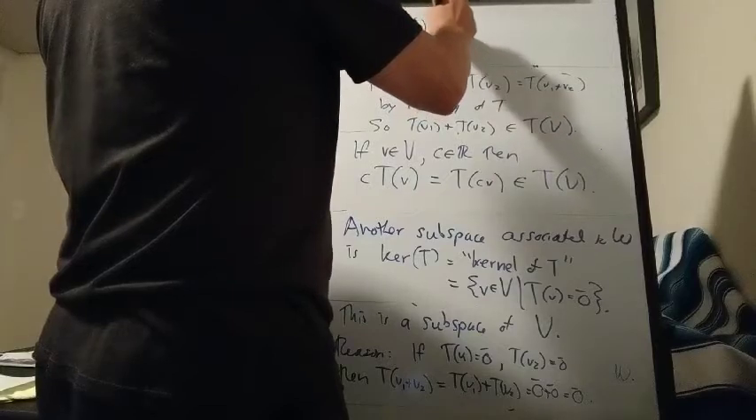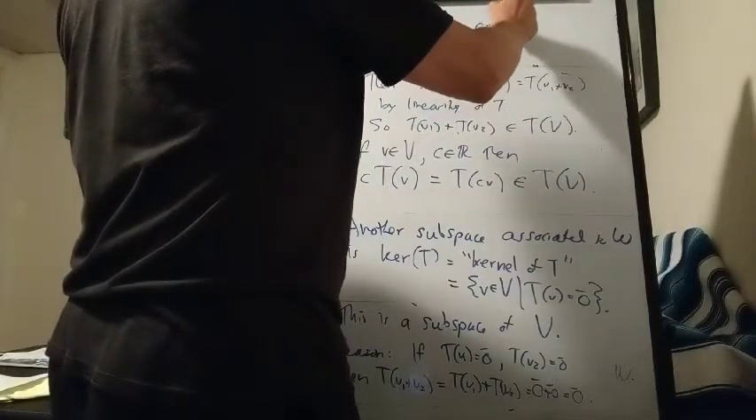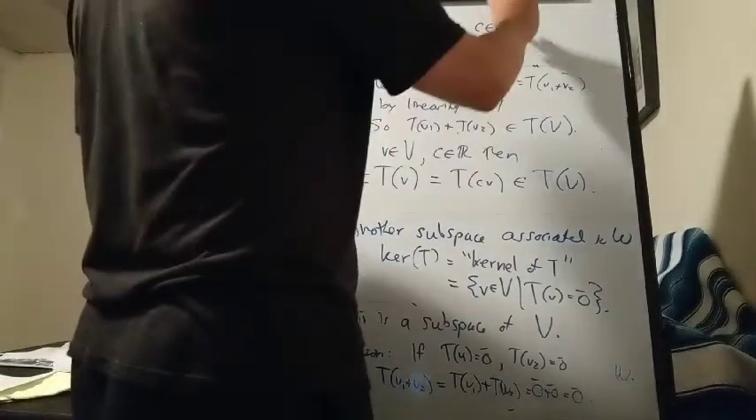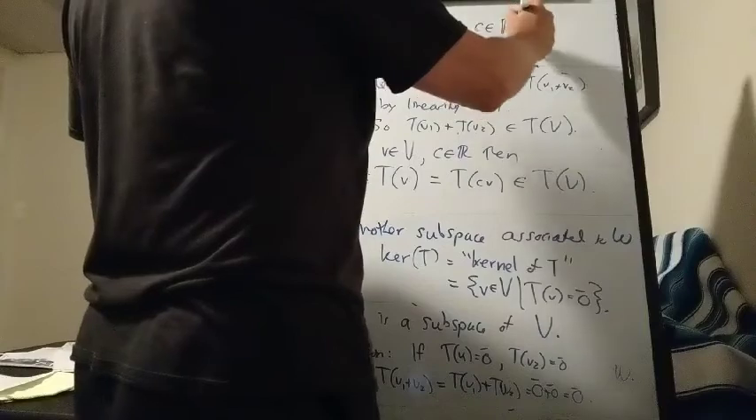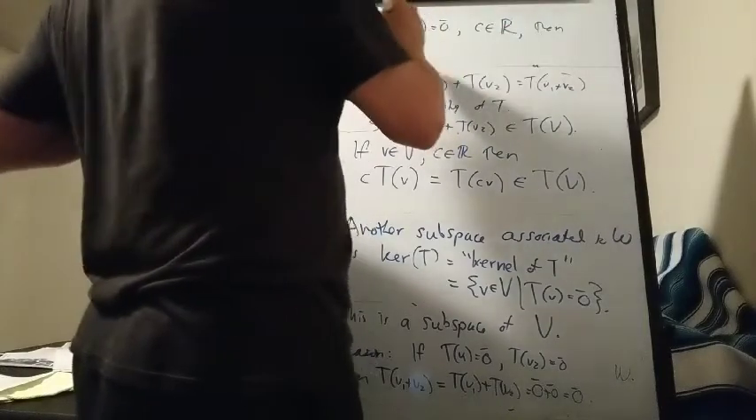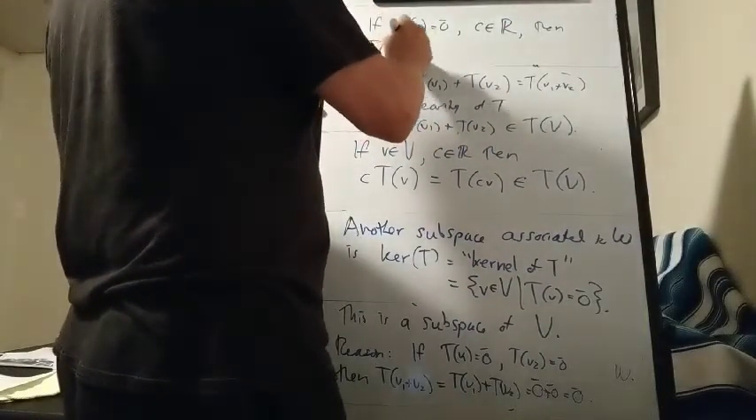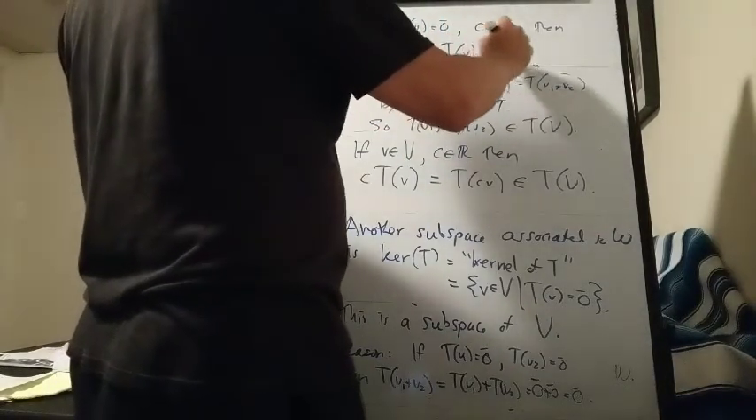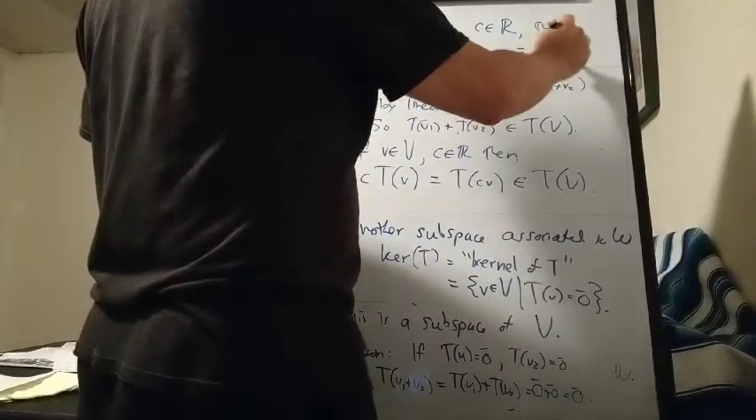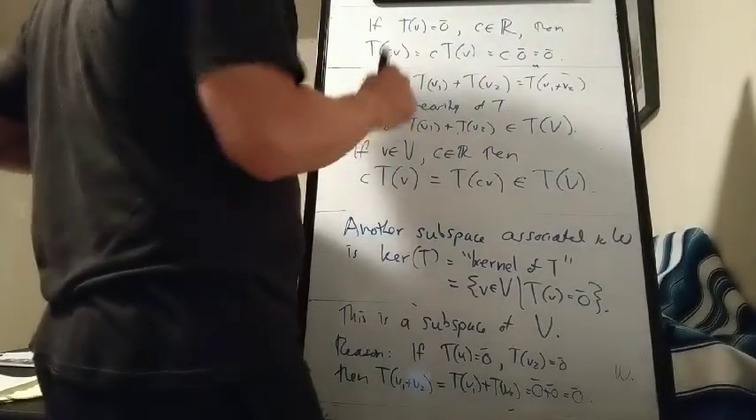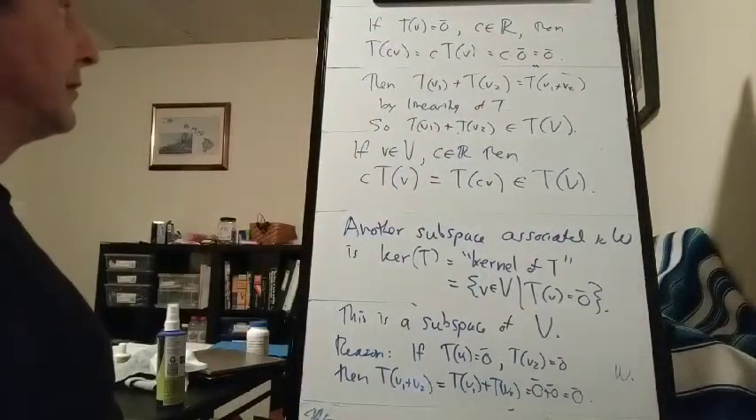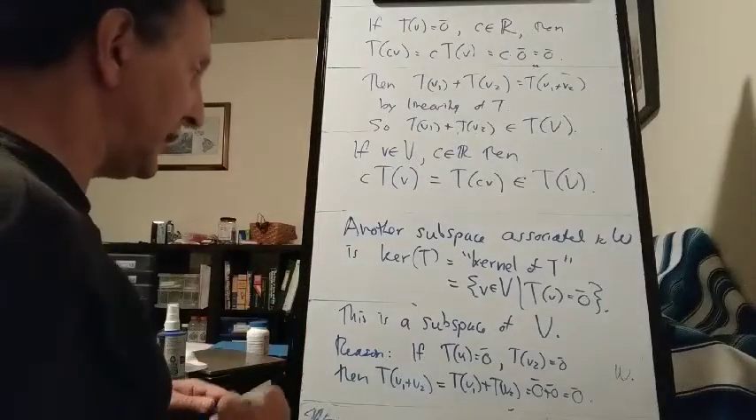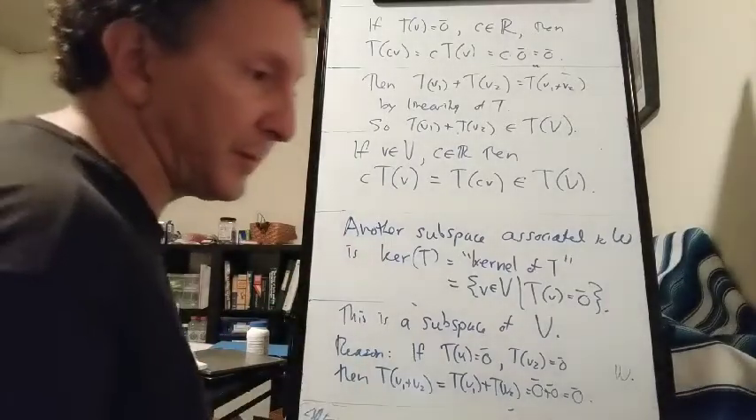If T of V is 0 and C is a scalar, then how about CV? Well, T of CV is by linearity C times T of V, which is C times 0, which is 0. So CV is in the kernel whenever V is. So since the kernel is closed under addition and scalar multiplication, the kernel is a subspace.